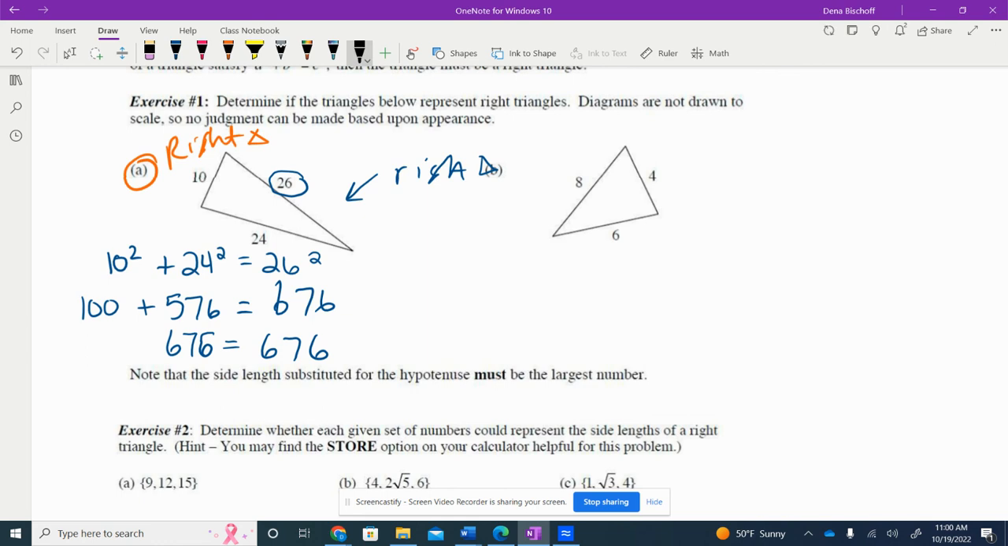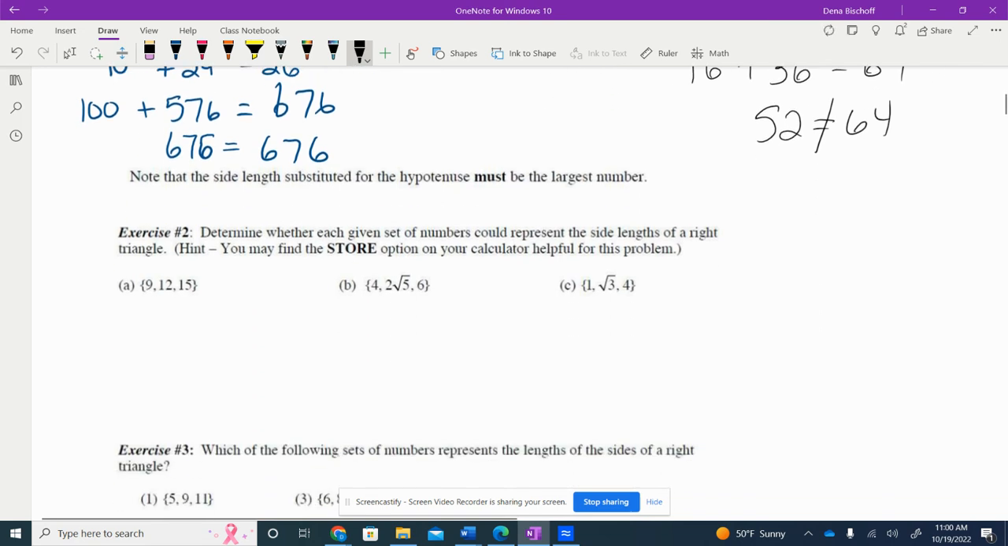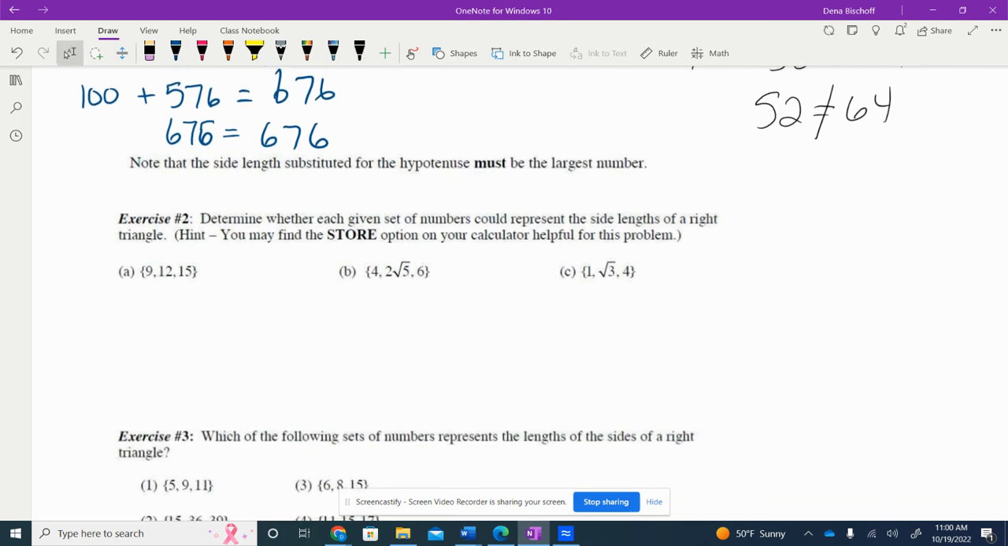We can't make a judgment based off of what it looks like. There's no such thing as it looks like it, right? So the largest side, remember, is c, 8 squared. So I have 4 squared plus 6 squared equals 8 squared. Well, 4 squared is 16 plus 36 equals 64. 16 and 36 is 52, and 52 does not equal 64. So this is not a right triangle. Notice that the side length substituted in for the hypotenuse must be the largest. I know I said that.